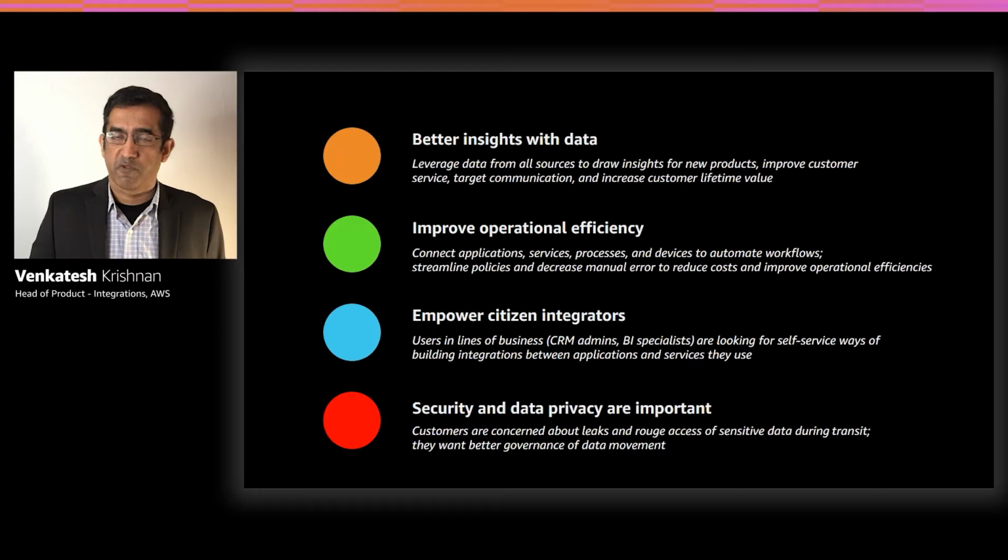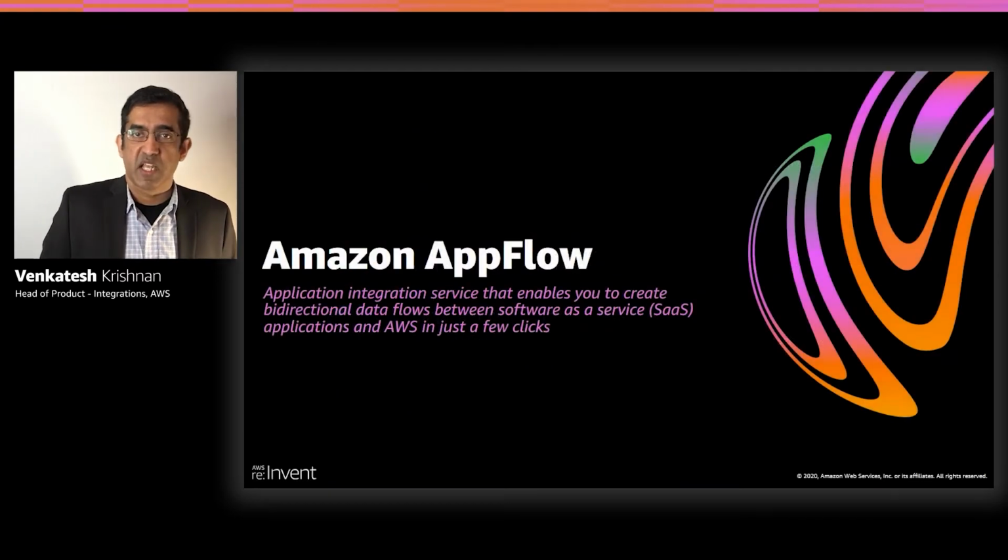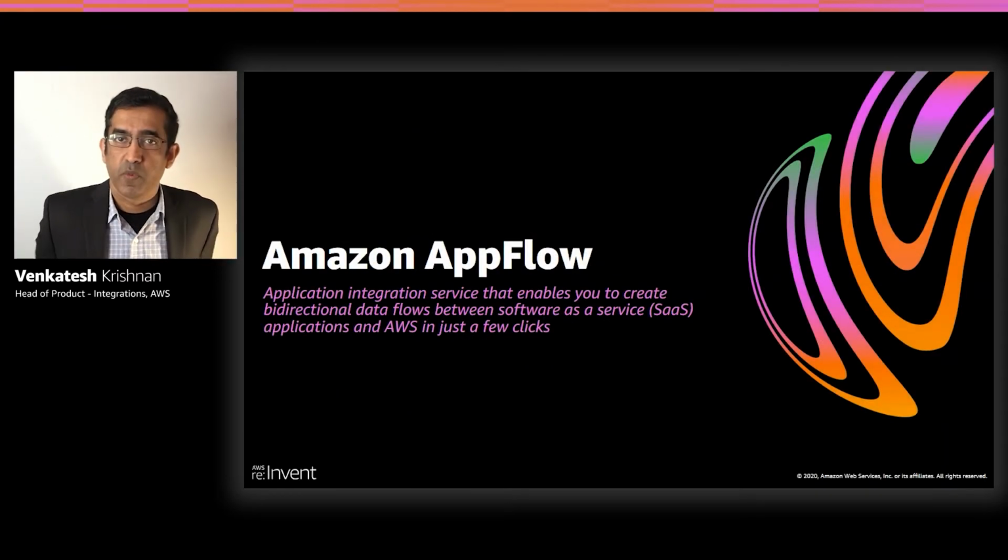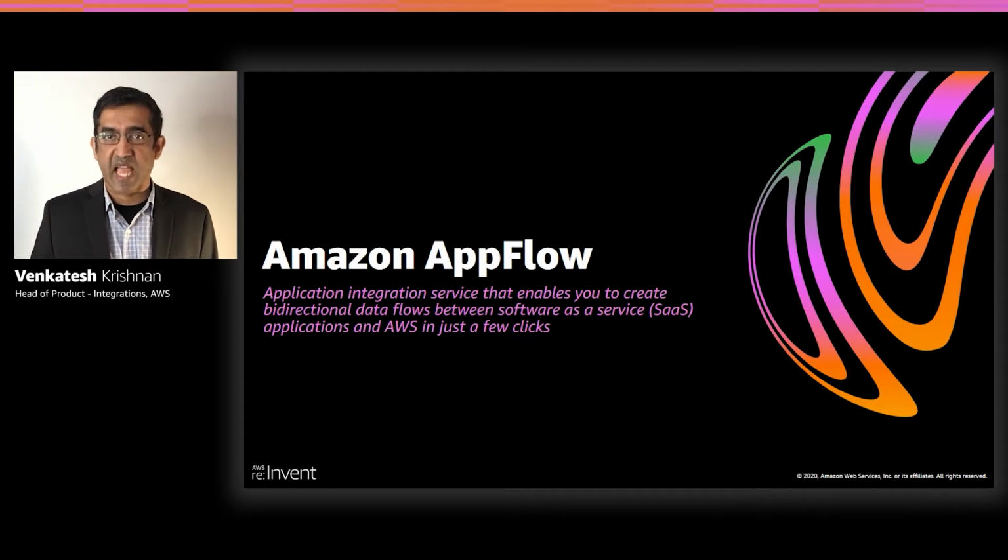Working backwards from our customers' requirements, we built Amazon AppFlow. Amazon AppFlow is a fully managed AWS service that enables you to create bidirectional data flows between different SaaS and cloud applications and AWS services. It's a no-code tool, so it's very easy to use. You don't have to write any code to use the service.